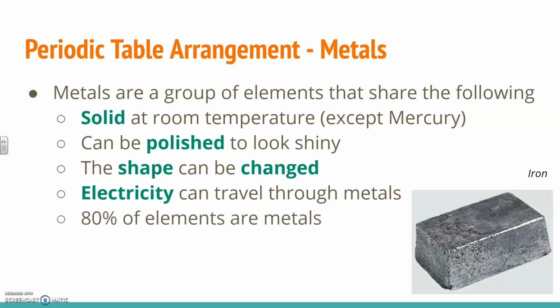80% of the elements on Earth are metal. So here's just a chunk of iron. Nothing too exciting to look at. It's shiny-ish. Iron's pretty hard, but it can be bent. So it fits all of these 5 characteristics here.